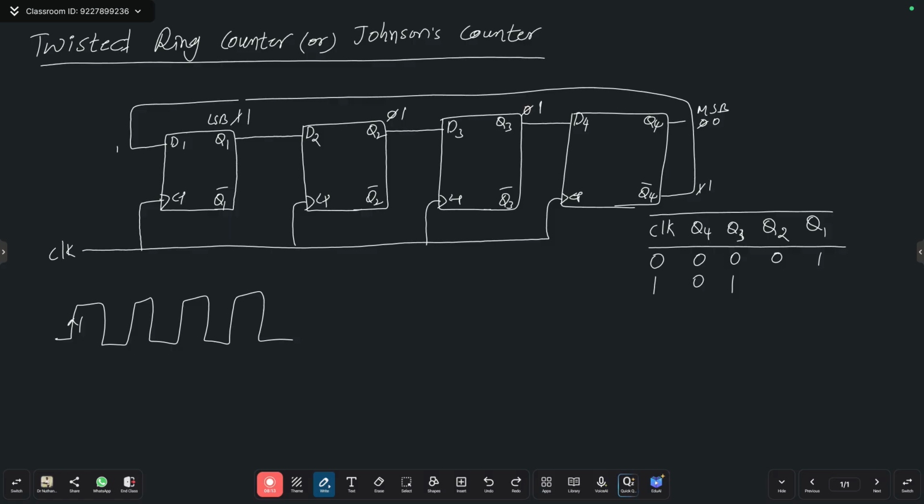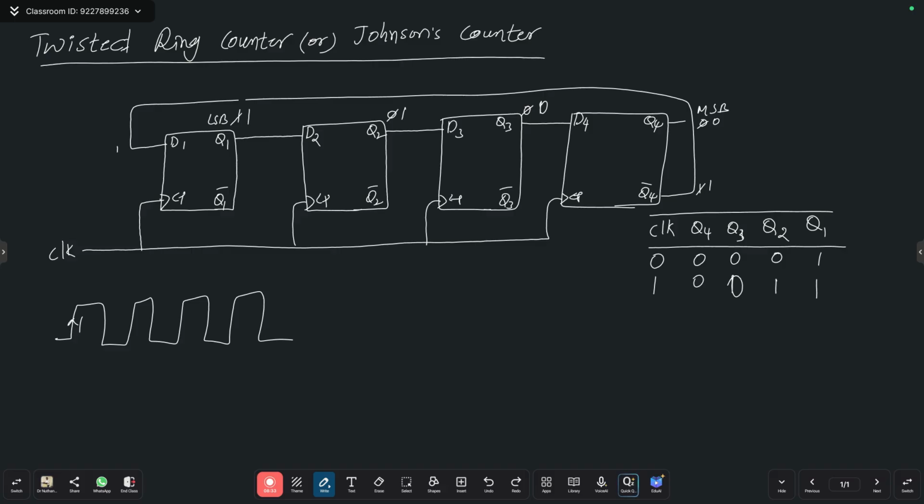No, this is 0. Q3 is 0. Now Q2 is 1. Q1 is 1. Correct? Right. Now again I need to give one more clock. Clear?